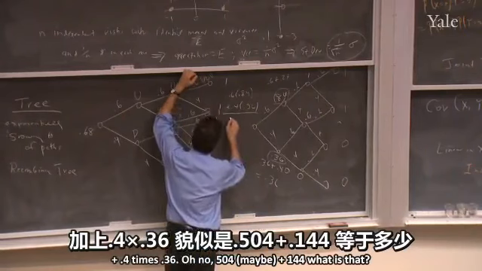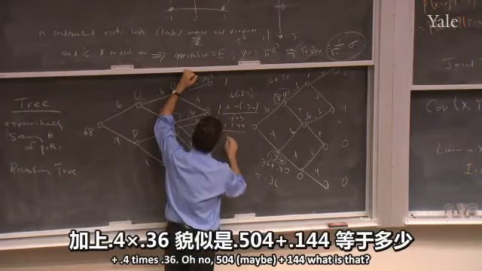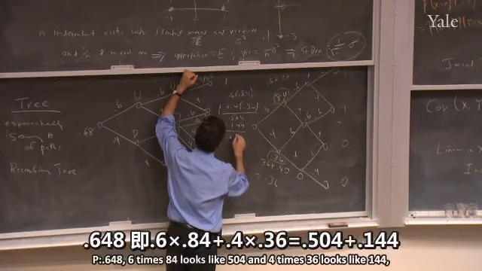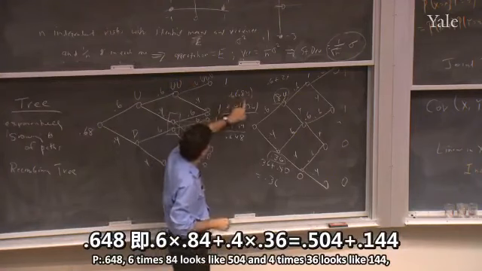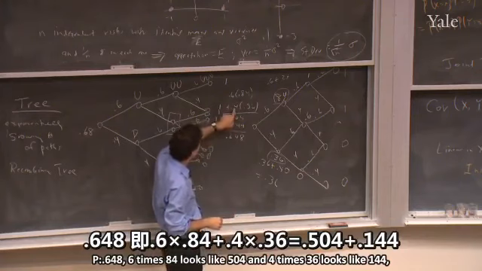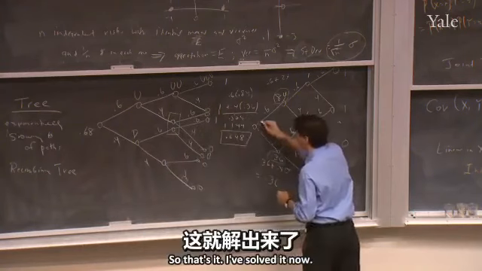504 maybe plus 144. What is that? 0.648. 6 times 84 looks like 504, and 4 times 36 looks like 144. So it looks like 0.648. Okay, maybe that's what you said. So that's it. I've solved it now.